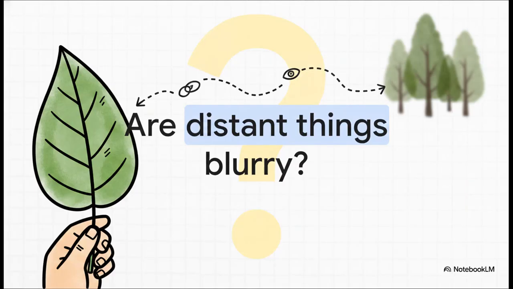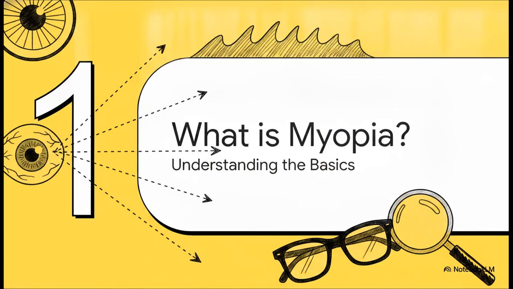Have you or maybe your kids ever experienced this exact scenario? You can see the fine print on a page right in front of your nose perfectly, but the trees across the street look like a blurry watercolor painting. You're definitely not alone here. It's a condition affecting millions worldwide, literally changing how we perceive the world around us. What is myopia? Let's dive right into the medical science behind this.